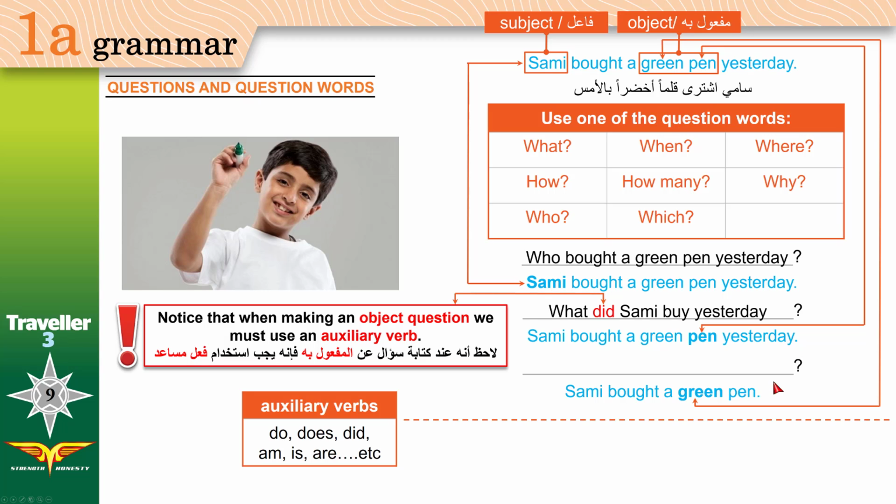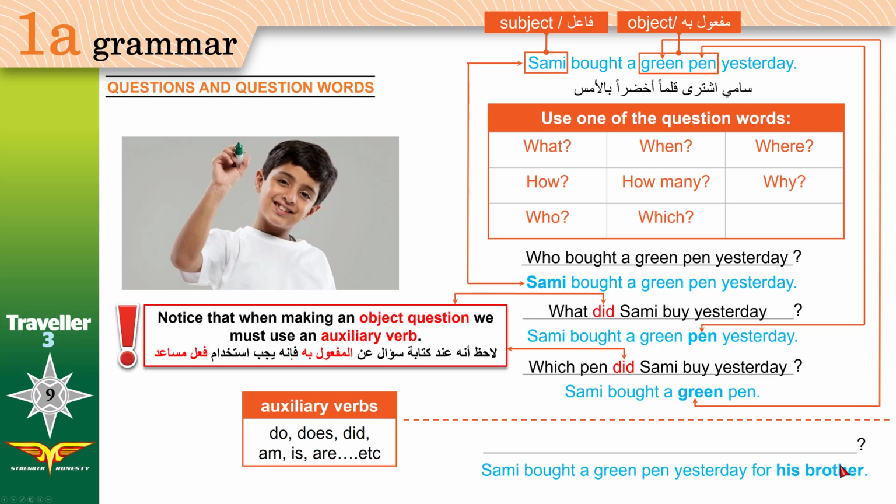Now, let's ask another question. This time, the answer should be green. The short answer is green. We know that Sammy bought a pen yesterday, but we don't know which pen, so we use which. And again, we are asking about the object. We say, which pen? Is it the red pen, the blue pen? Which pen did Sammy buy yesterday? Again, past, we use did. Okay, is this clear? Good.